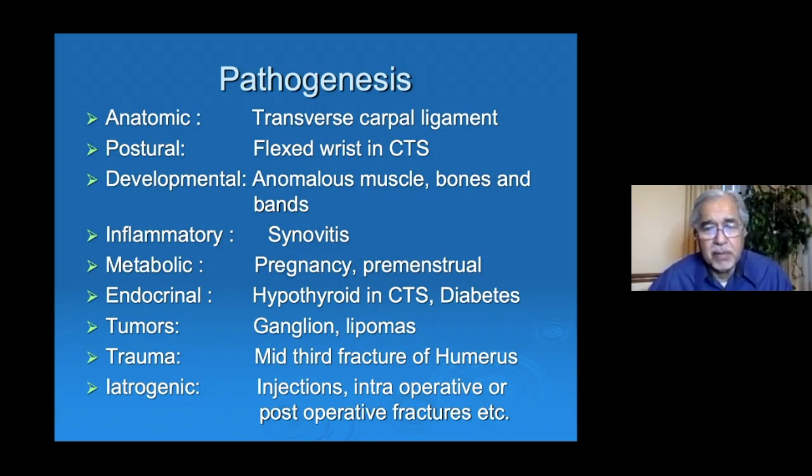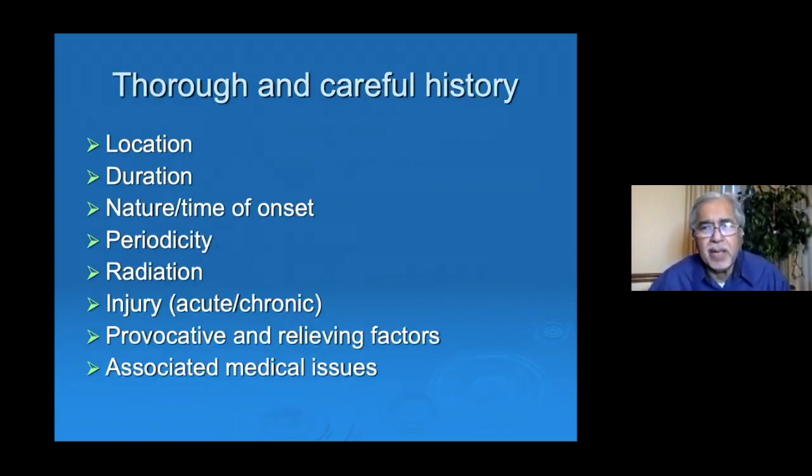Synovitis as an inflammatory factor can also cause that. We all know pregnancy and premenstrual people can have carpal tunnel syndrome, which is transient. Hypothyroidism can also cause carpal tunnel syndrome. Diabetes can have an additional effect on carpal tunnel in addition to neuropathies. Tumors like ganglion, lipoma, trauma, bone fracture like mid-third humerus can cause radial nerve entrapment, and iatrogenic causes, intraoperative, postoperative, injection, etc., can also cause symptoms of carpal tunnel.